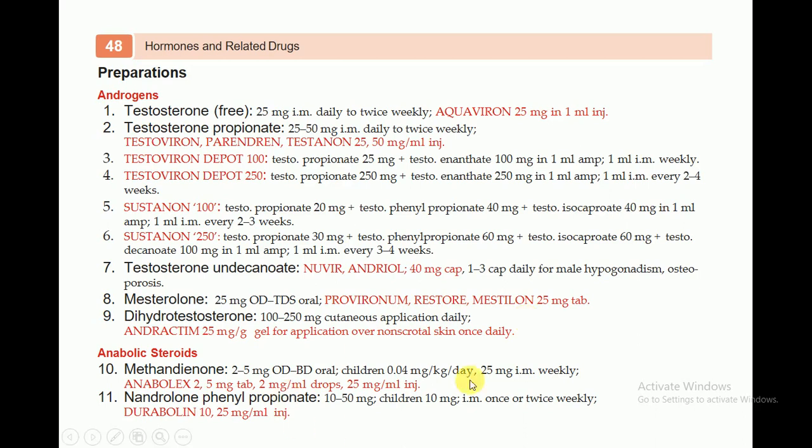Another one is dihydrotestosterone, which is also available at a dose of 250 milligram cutaneous application daily. These are the branded ones, like Androgel 25 milligram per gram gel for application over the non-scrotal skin once daily.